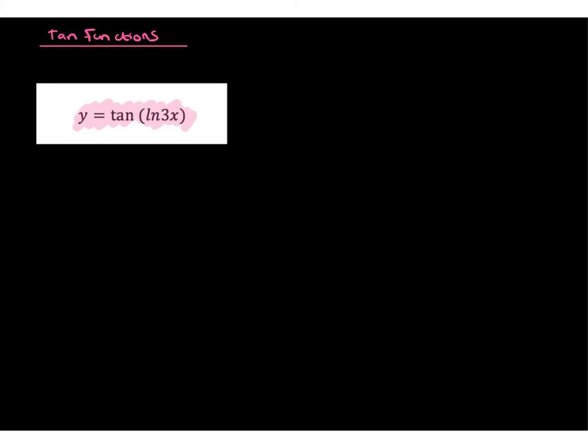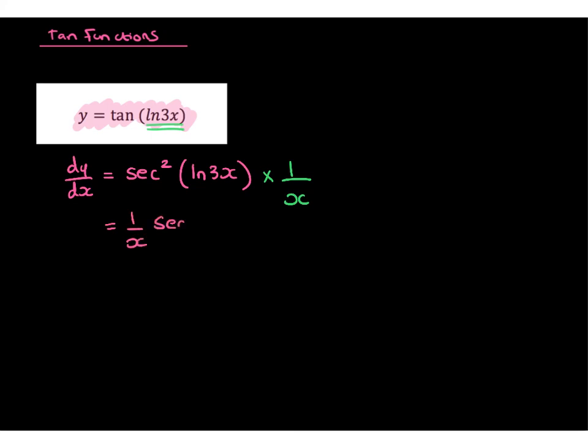And our last question, which is a tan question, we know that tan of x differentiates to sec squared of x. So this will differentiate to sec squared of ln 3x, but then multiply by the derivative of the inner function. And again, this is a bit of a trick question designed to catch people out. What is the derivative of ln 3x? It's 1 over x. It's not 1 over 3x. So this gives me 1 over x sec squared ln 3x.